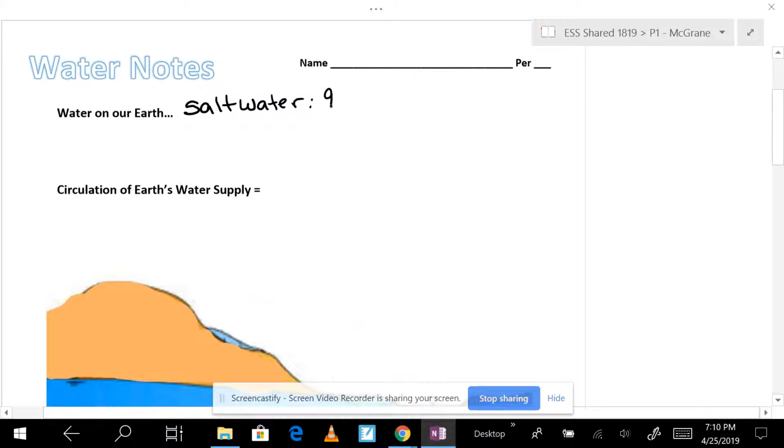Salt water is 97% of all the water that we have on our planet. This is what we discovered in our pasta lab, the water everywhere. Now, unfortunately, this water is just not usable for humans. As an essential resource, this one is not going to do it for us. We cannot survive on salt water.